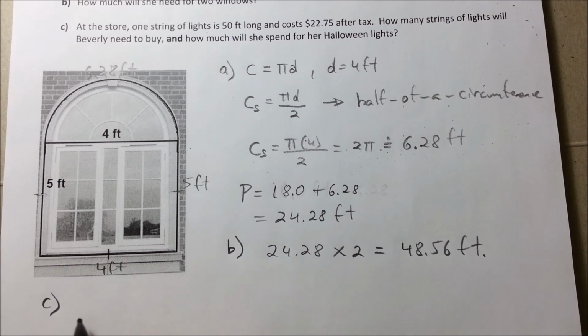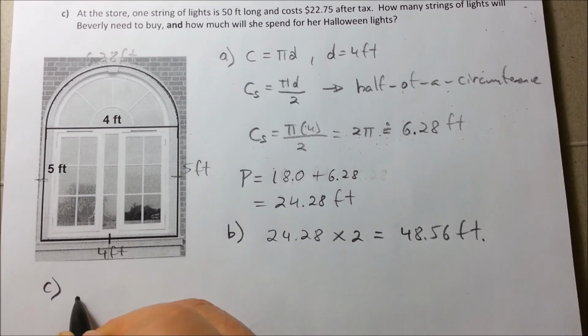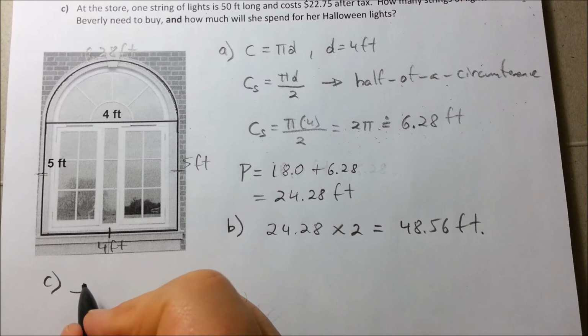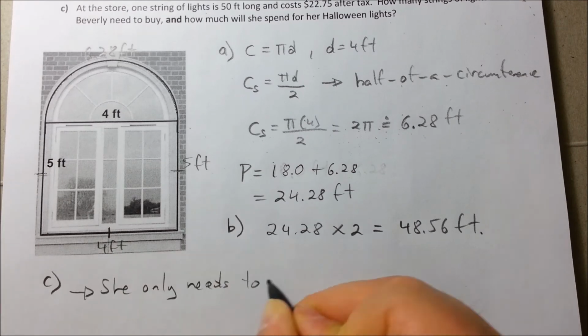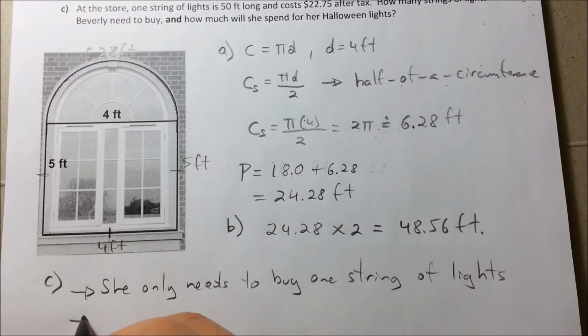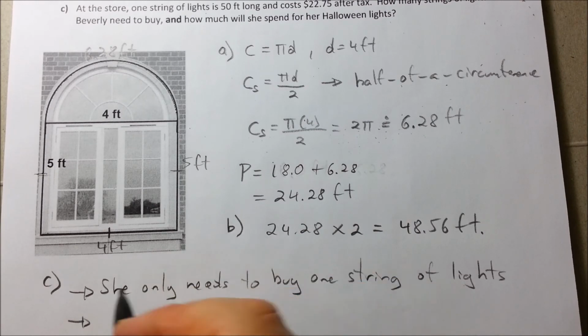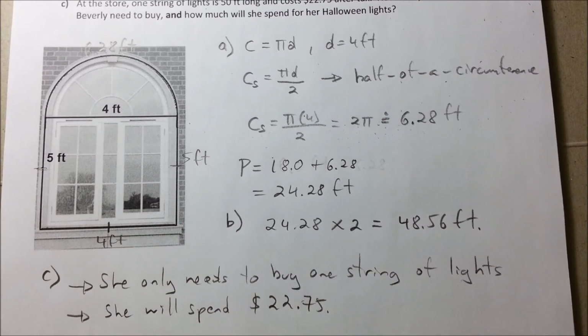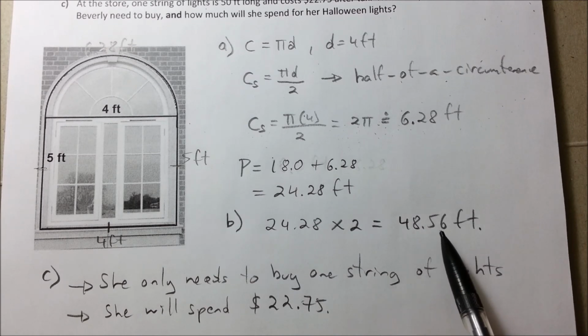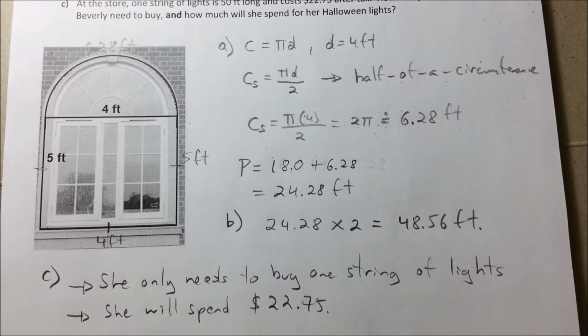We will say that for part C, she only needs to buy one string of lights. And of course, she will spend $22.75. So that's all. And of course, if she needed more windows, then we would have to figure out how many strings, right? So 24.28, whatever number of windows she needs.